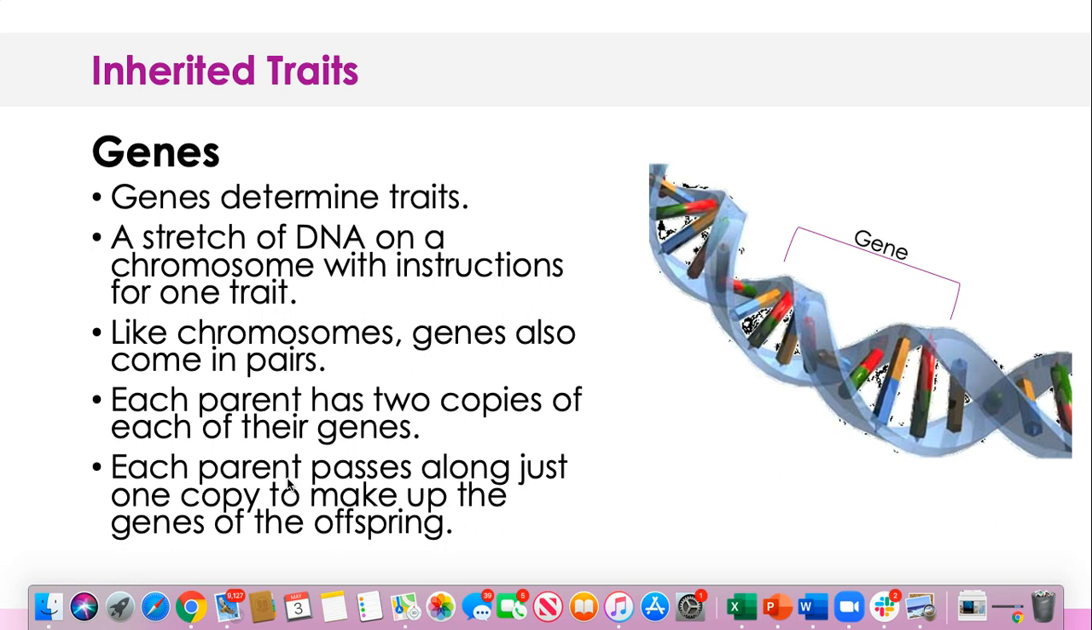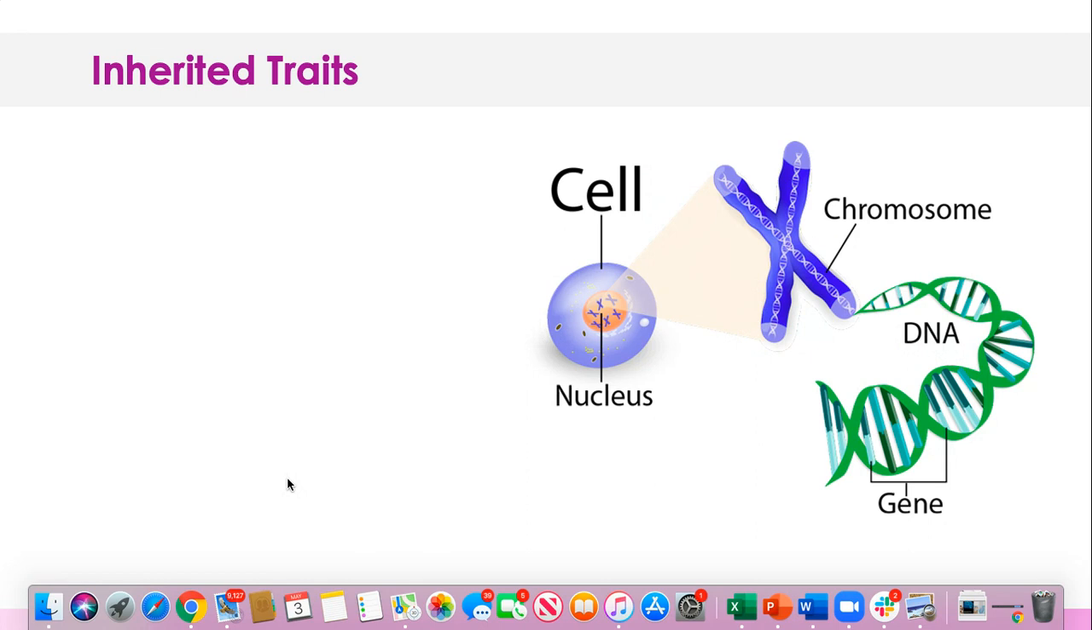So genes determine traits. A gene is a stretch of DNA on a chromosome with instructions for one trait. Like chromosomes, genes also come in pairs. Each parent has 2 copies of each of their genes, and each parent passes along just one copy to make up the genes of the offspring. They come in pairs like Twix, right? Just like chromosomes have pairs like a Twix bar, so do your genes. You get one from one parent and the other one from the other parent. And the genes are what decide what you'll look like.